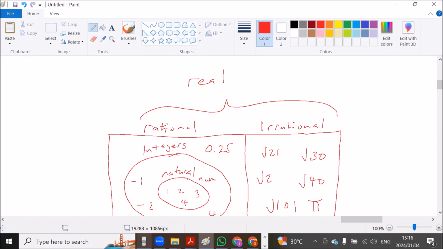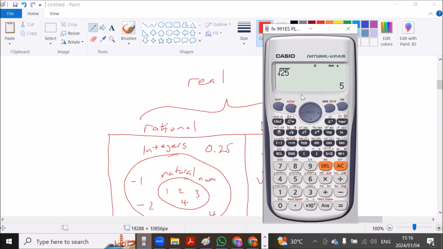Now, the rule is if the number gives you a result on a calculator, like root 56, which is an irrational number, but it's giving us a result, then it's a real number because it is giving us back a real value. 2/3 is giving us back a real value, then it's a real number.